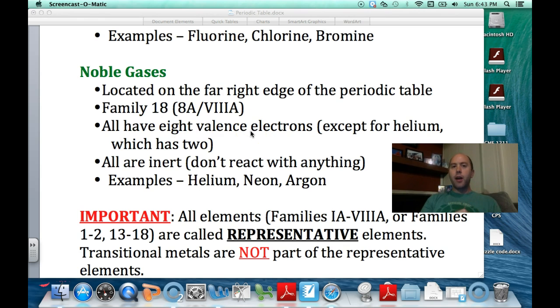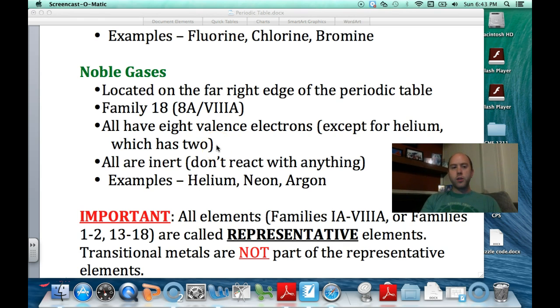Later on, we'll talk about how all atoms want to have 8 valence electrons, 8 electrons in the outermost shell. If they do, they're very, very stable. And the noble gases already have 8. So that's why they're so stable. They don't react with anything.